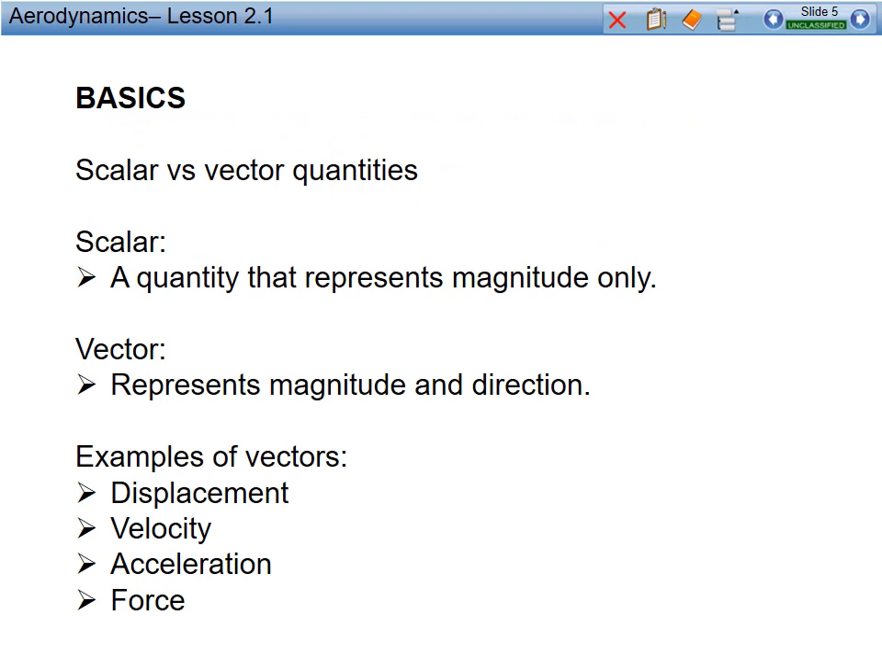Scalar versus vector quantities. A quantity that represents magnitude only is a scalar quantity, whereas a vector quantity represents both magnitude and direction. Examples of vectors are displacement, velocity, acceleration, and force.